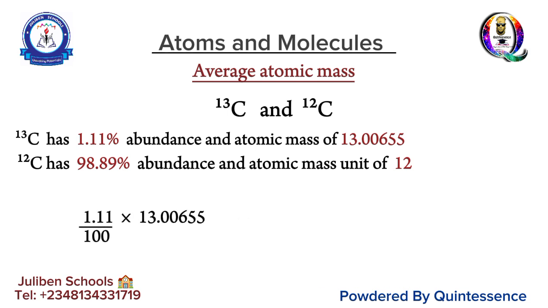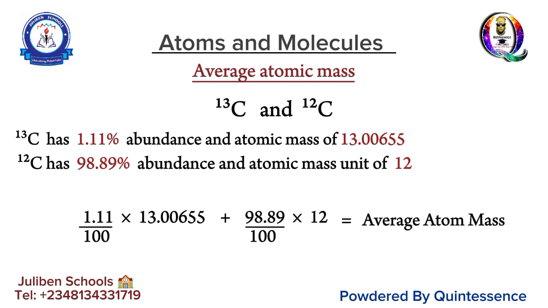Then I will add it to the second isotope, which is carbon-12, which is 98.89 divided by 100 times 12 atomic mass unit. Then I will add the two together. Any value I have will give me what we call the average atomic mass of that substance.